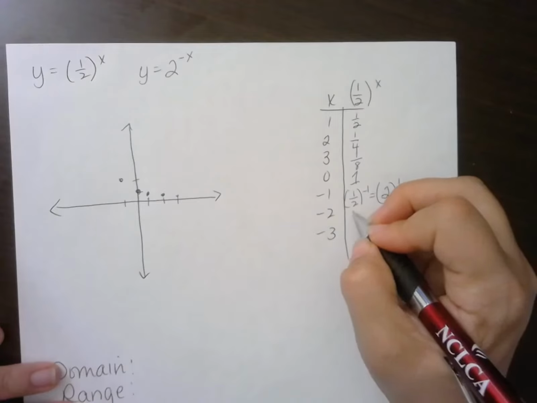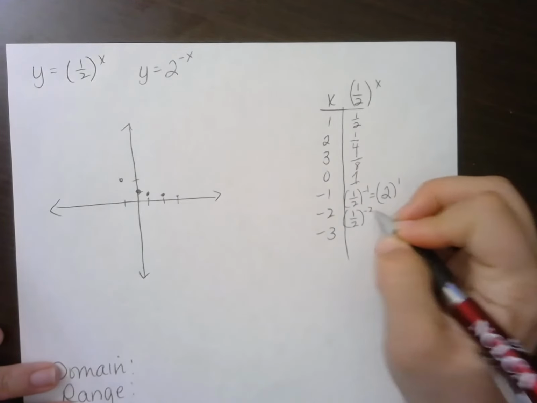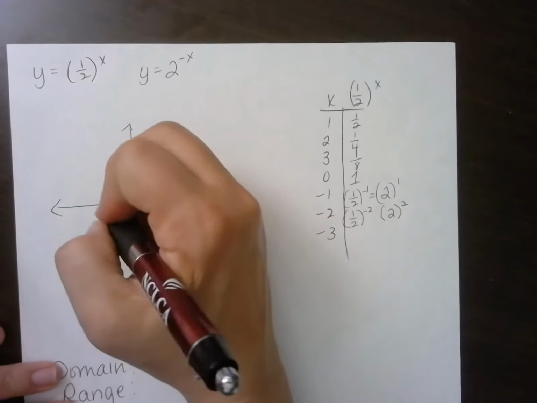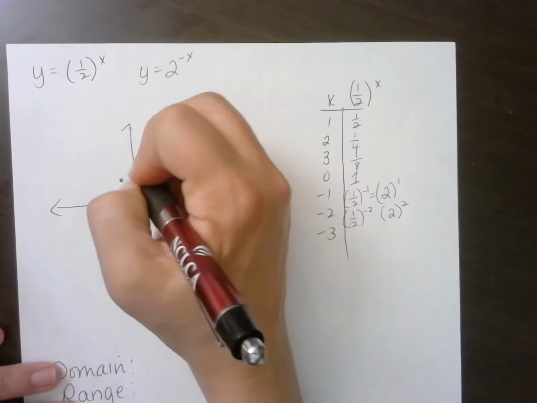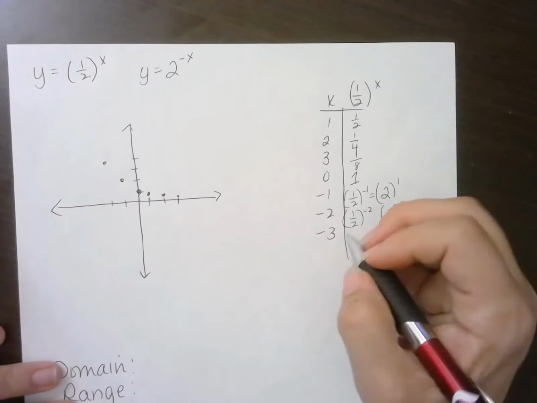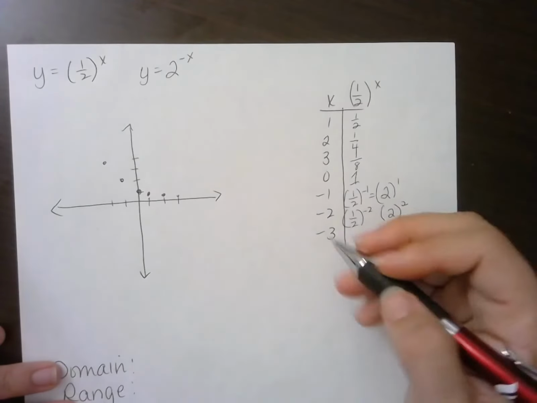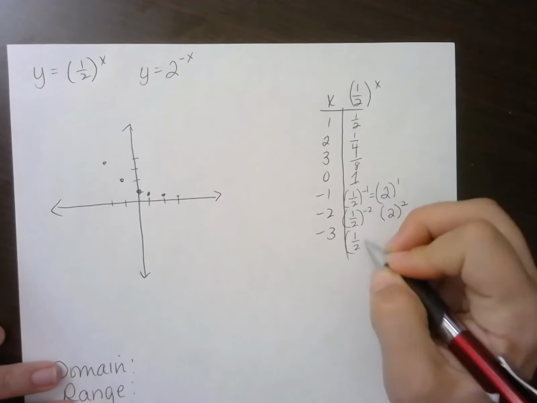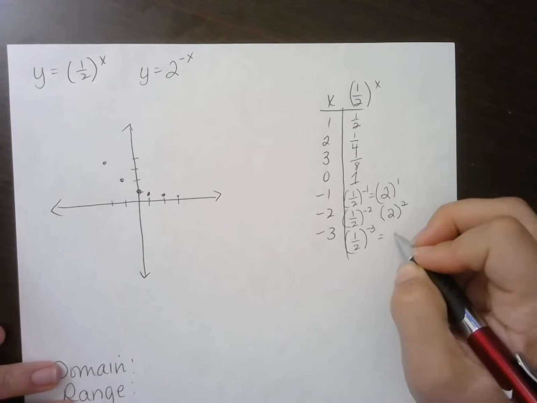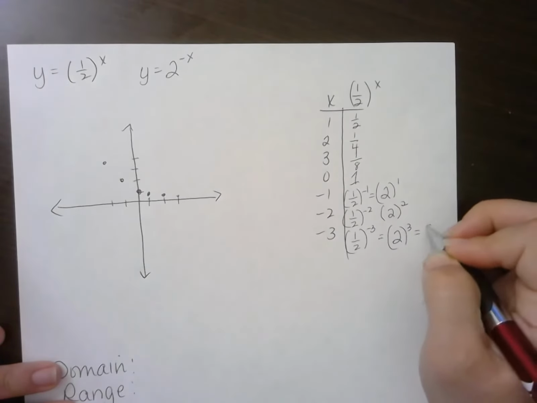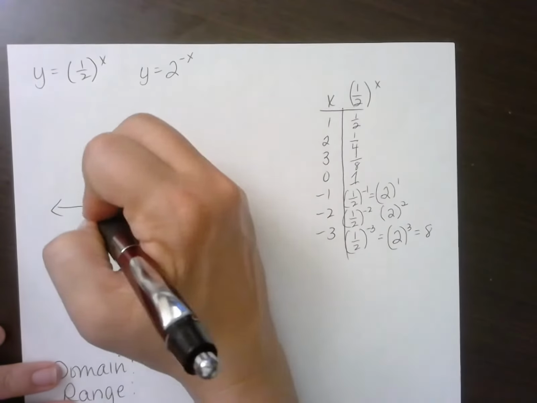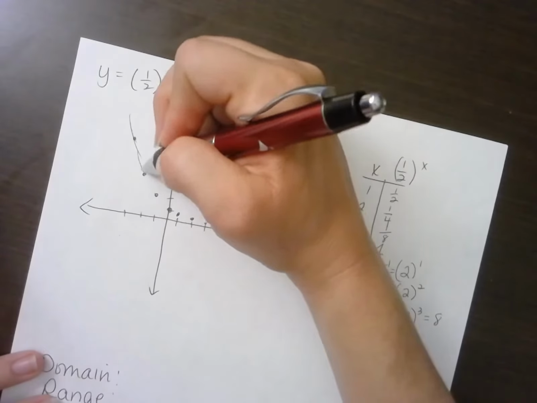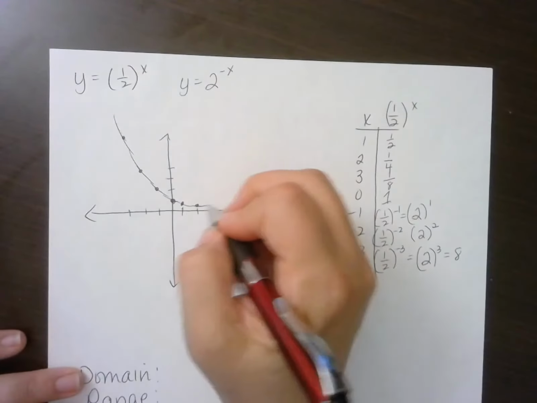Alright, so if I plug in -2, that means I have 1/2 to the -2, which really means I have 2 to the +2. So this gives me a value of 4. And you might notice that I'm getting exactly the same values as before, just in the opposite direction. So now I have 1/2 to the -3, which really means 2 to the +3, which gives me 8. So my last point is somewhere up here. And so my graph looks like this, right?